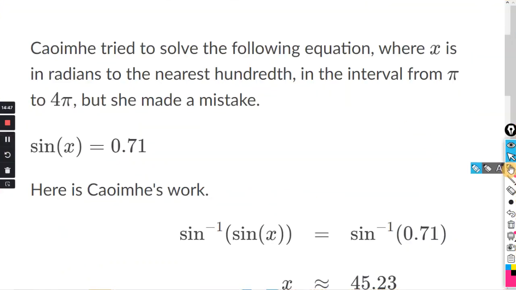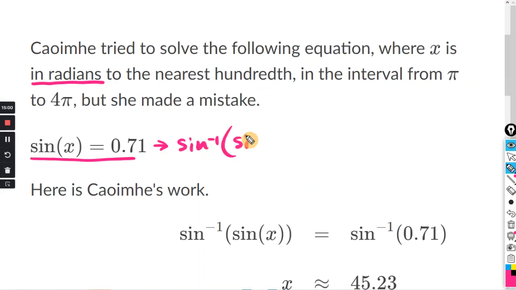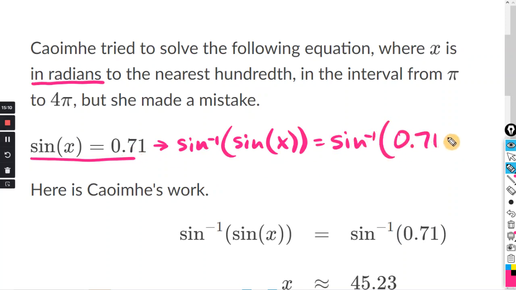All right, I can do this one real quick. This problem here is in radians. Okay, you need to do the inverse sine on both sides here. So inverse sine of the sine of x is going to equal inverse sine of 0.71. On the left, it cancels. And again, this is in radians. If I do this on the calculator in radians, inverse sine of 0.71, I get 0.79.